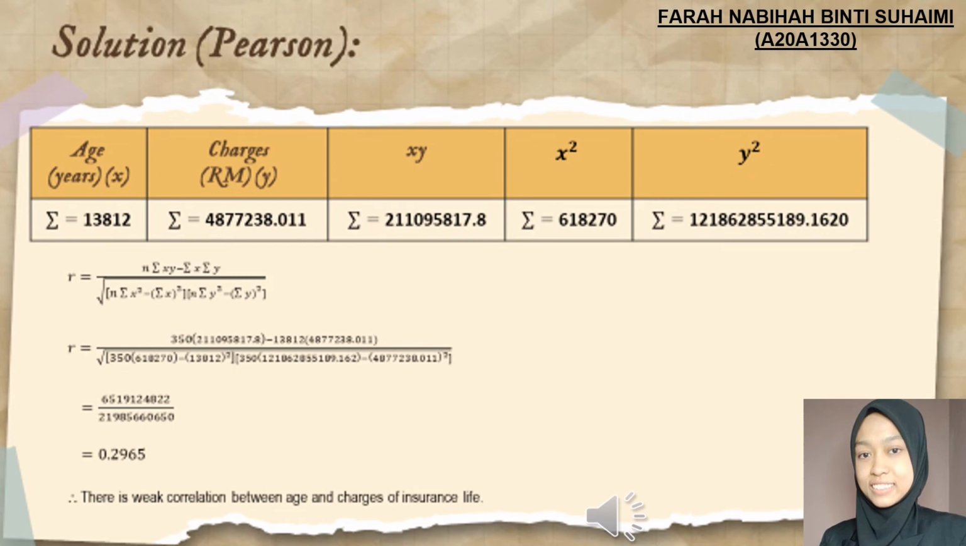The table shows the total of x, which means age, the total of y, which means charge, total of xy, total of x squared, and total of y squared. There is also the calculation of correlation presented based on the formula.